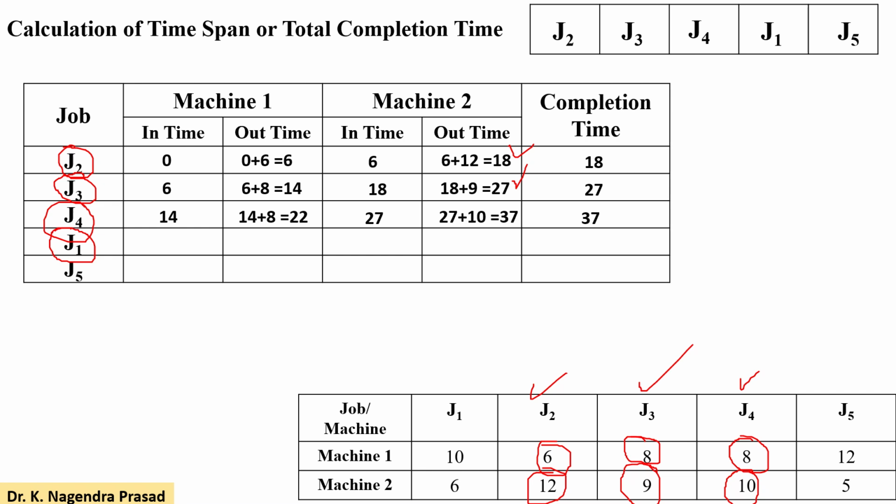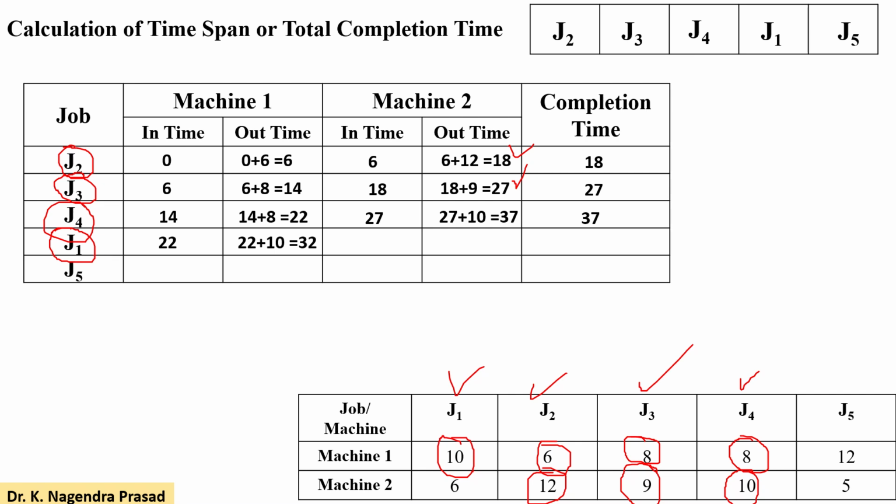So here machine 1 is engaged up to 22 hours with the job J4. Then after 22 hours only, it will receive the next job, that is job J1. So in time of job J1 on machine 1 is 22, and the processing time of job J1 on machine 1 is 10 hours. So out time will become 22 plus 10, which is equal to 32.